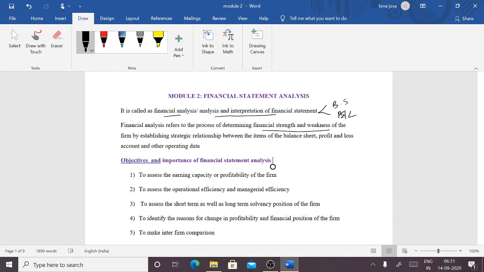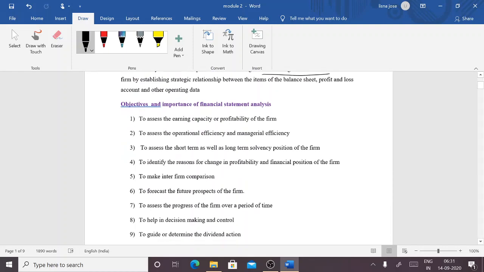Now we will see the objectives and importance of financial statement analysis. The first one is to assess the earning capacity or the profitability of the firm. Then to analyze the operational efficiency and managerial efficiency of the firm. The third is to assess the short-term as well as long-term solvency position. Solvency position means the ability of a firm to meet its long-term obligations, and short-term means the liquidity position of the firm.